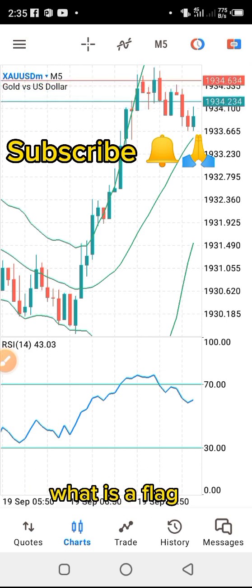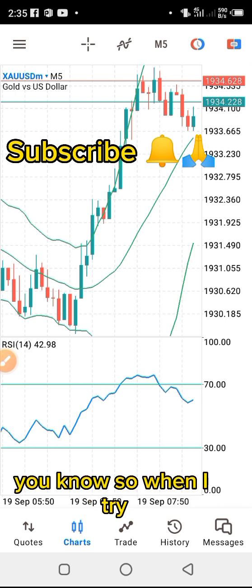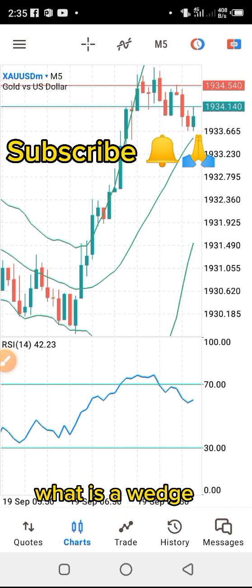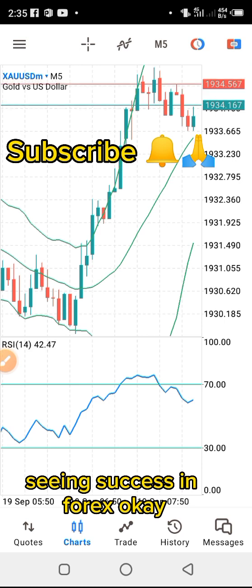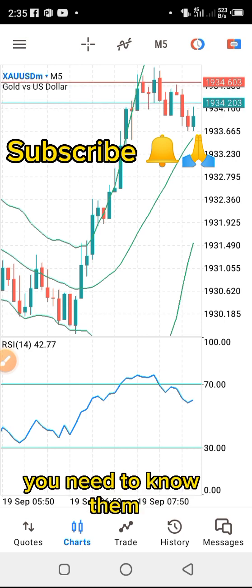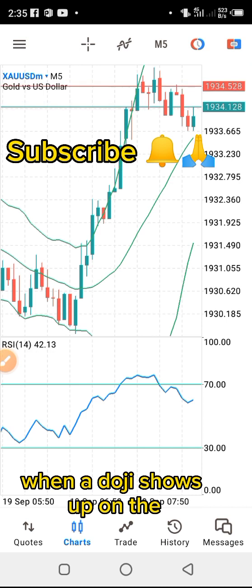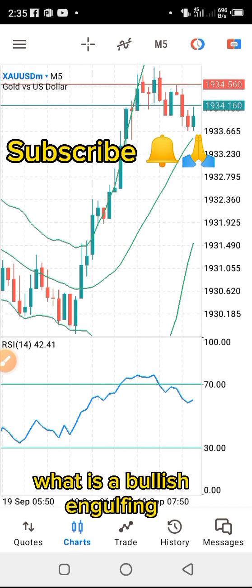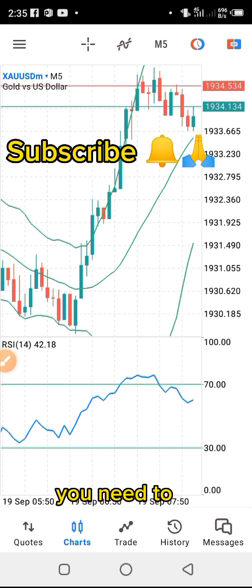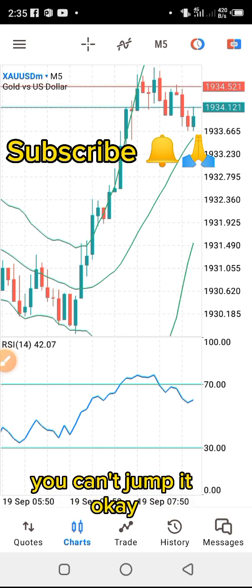What is a flag? What is a pennant? What is a wedge? When I started understanding all of these, that's when I started seeing success in Forex. Candlestick patterns, all these things, you need to know them. When a doji shows up on a chart, what does it mean? What is bullish engulfing? What is bearish engulfing? You need to have that knowledge. You can't skip it. You can't jump it.